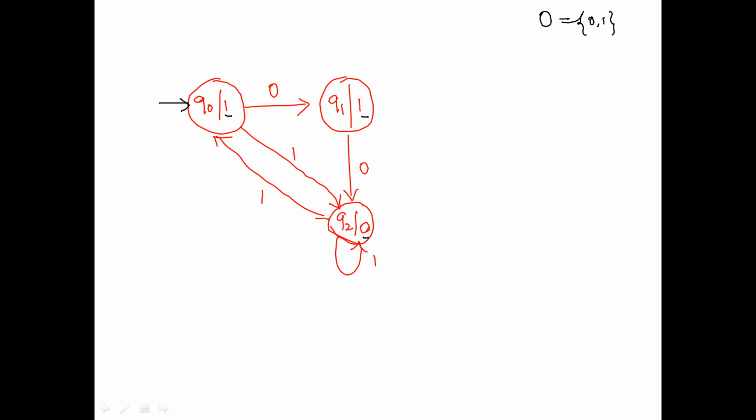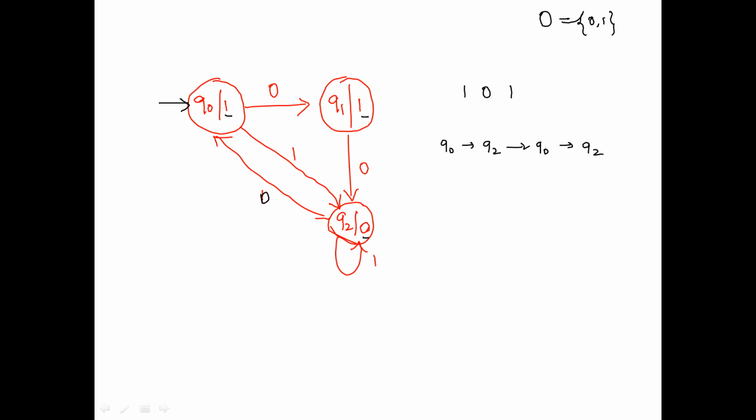So for the input string 101, or any other input string, let us trace it. First the machine is at Q0. Q0 sees a 1, so it moves to Q2. Q2 sees a 0, and it moves to Q0 again. Q0 sees a 1, and it moves to Q2.